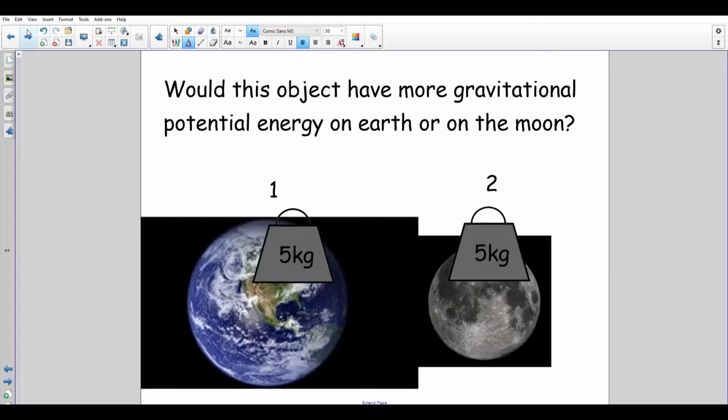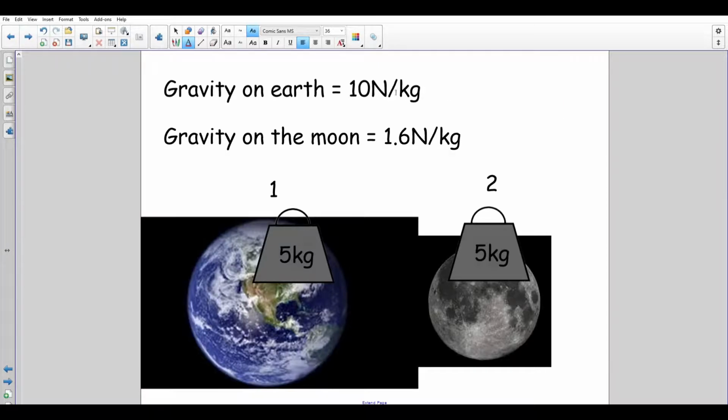Okay, so the answer would be number 1. Because the Earth is bigger than the Moon, it means the Earth has a higher force of gravity pulling you down. So there's a stronger pull of gravity pulling you down. The Earth's gravity is 10 newtons per kilogram. That means every 1 kilogram of stuff on the Earth weighs 10 newtons, or has 10 newtons force pulling it down. And on the Moon, that's only 1.6, so every 1 kilogram takes 1.6 newtons to pull it down.